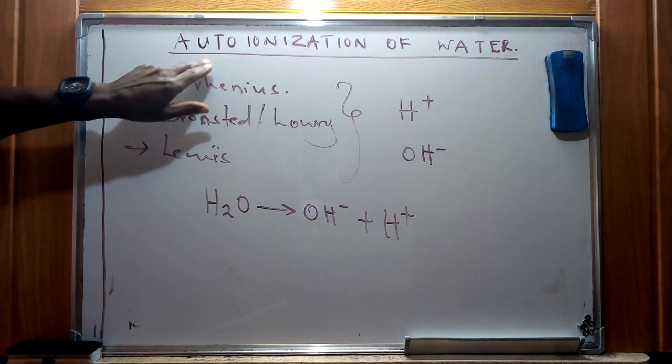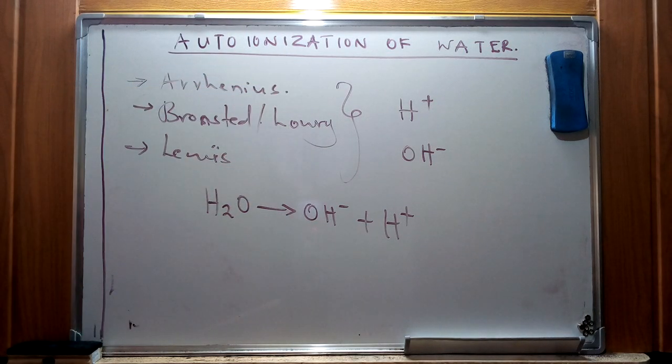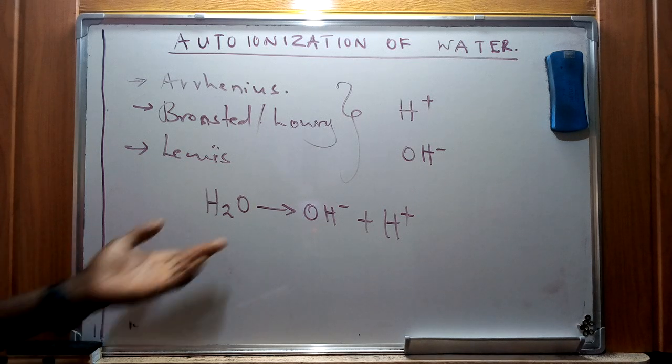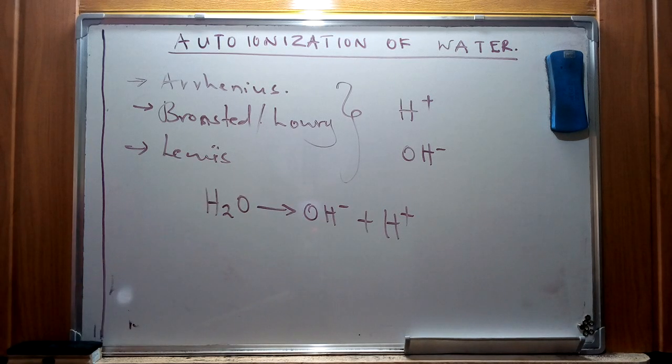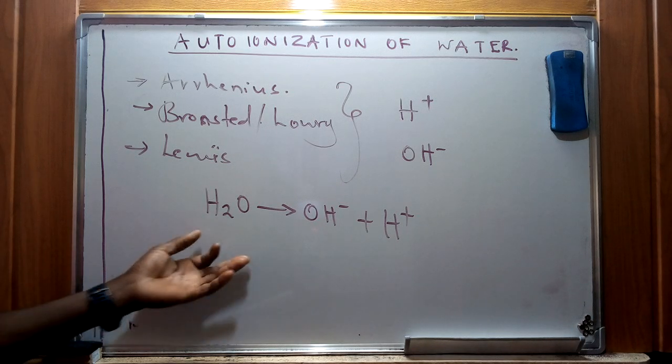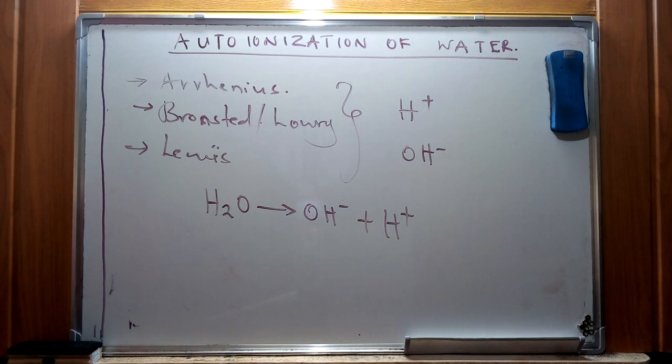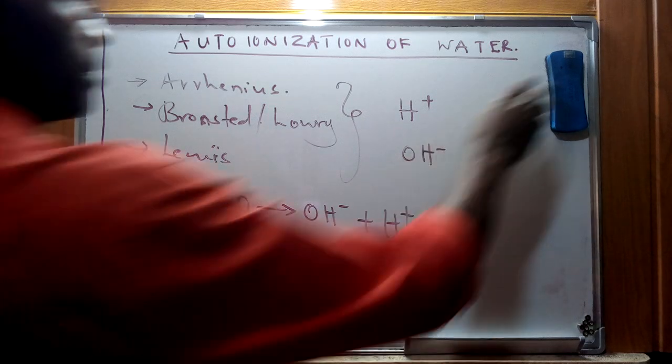So if we talk about autoionization, then we're going to infuse the condition of equilibrium, whereby this equilibrium is going to assist us to figure out whether a substance is either acidic or basic. But basically, this is going to assist us in developing the pH scale, which is very essential for understanding this topic.